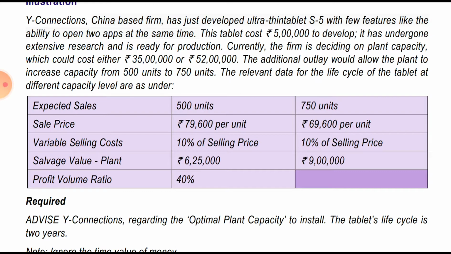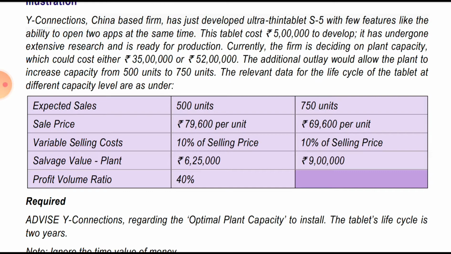No, actually I am doing wrong. We have to calculate on the selling price, on 79,600 minus 40%. So 79,600 minus 40% will amount to 47,760. And deduct 7,960 from that. So we will arrive at 39,800 as the cost of one unit. So simply we have to multiply this cost of one unit, 39,800, into 500 and into 750.